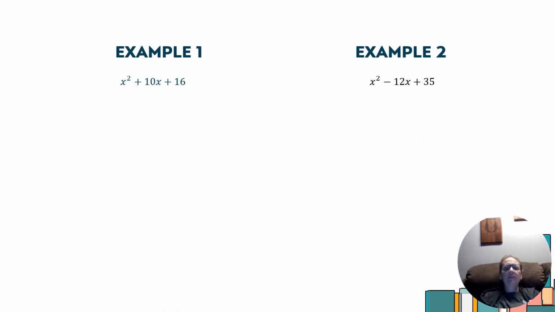All right, in my first example, my last term is positive. So when I see the last term is positive, that means I'm going to look here and say that term is positive. That means both my factors are positive. So I can start by writing x plus and x plus.